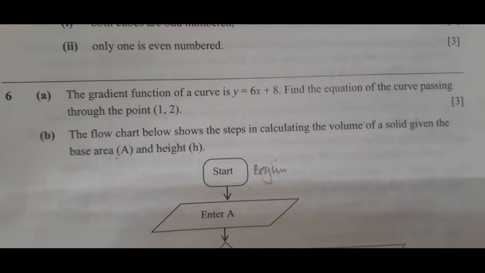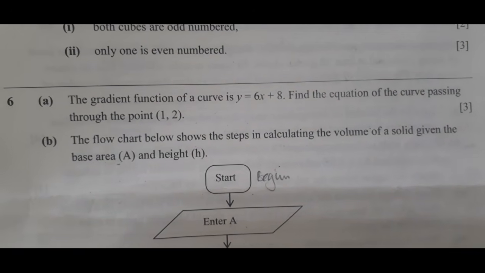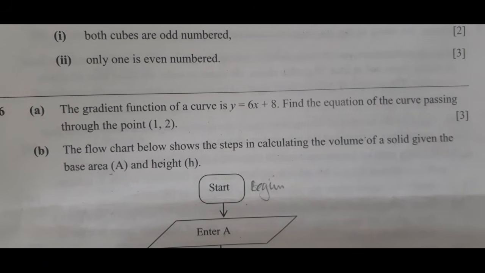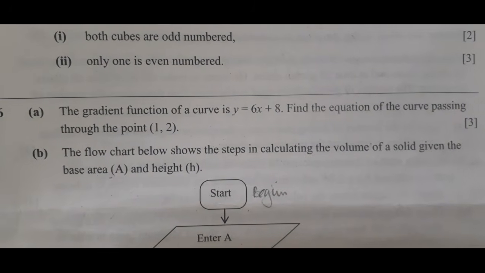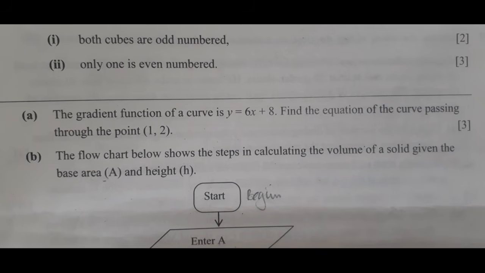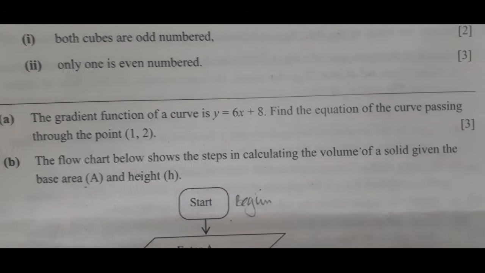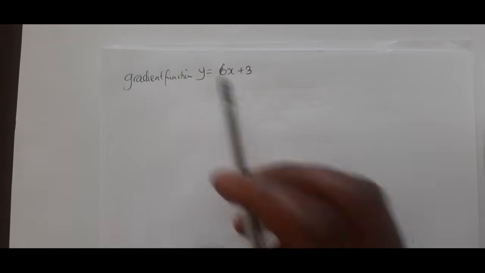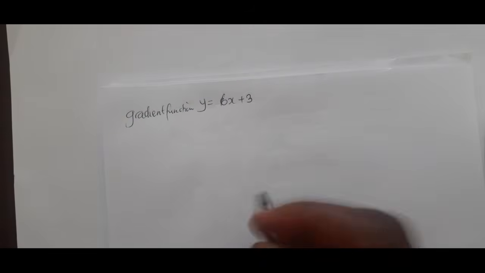So question 6a reads, the gradient function of a curve is dy/dx equals 6x plus 8. Find the equation of the curve passing through the point (1, 2). That's 3 marks.